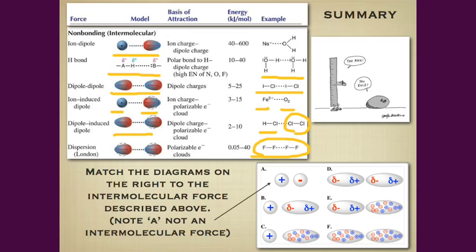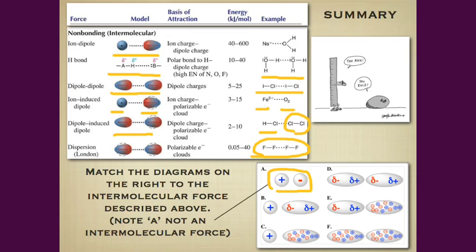Okay, so if we look at this little diagram down here at the bottom, we can try to take these pictures and match them to the type of intermolecular forces that are being shown in the chart. This first one actually really is not an intermolecular force. That would be depicting the attraction between a positive and negative ion. So that would be an intramolecular force, or an ionic bond.